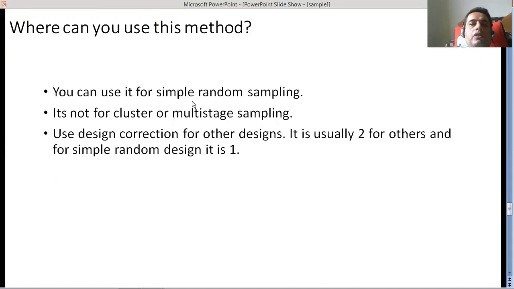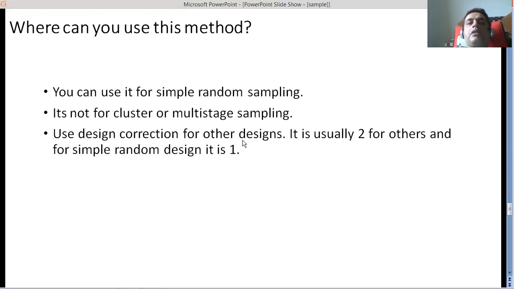It's a technique you can just go on the internet and find out about. It is not for cluster or multi-stage sampling. Cluster or multi-stage sampling is a different technique, a different study design, so you cannot use the same formula here. For these studies, you can find other formulas.